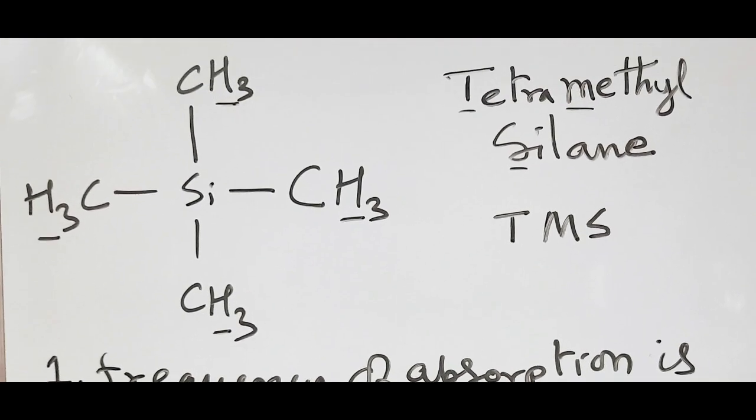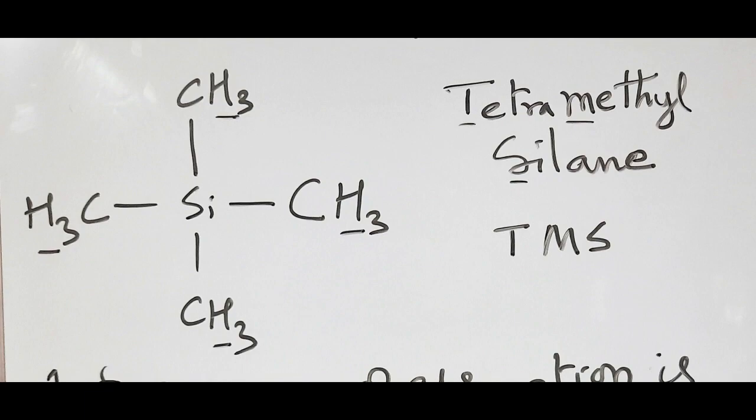This is the structure of tetramethylsilane. In tetramethylsilane, you have four methyl groups. Each methyl group has 3 protons, so 4 into 3, 12 protons are there. And the 4 methyl groups are in an identical environment, exactly the same. So all the 12 protons will give only one signal in NMR spectroscopy when they are placed in a magnetic field.